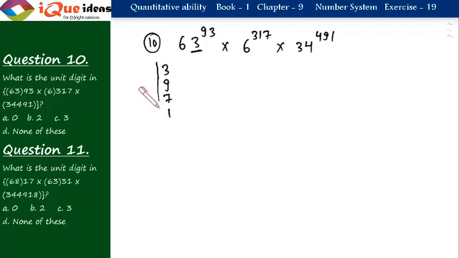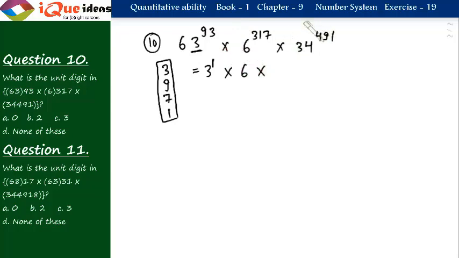3 square is 9. 3 cube is 27, so 7. 3 raised to 4 is 81, so 1. And they keep repeating in this order. So here, how do we do that? Cyclicity is 4. So divide the given power by 4. Find the remainder. Remainder is 1, so it is 3 raised to the power 1.